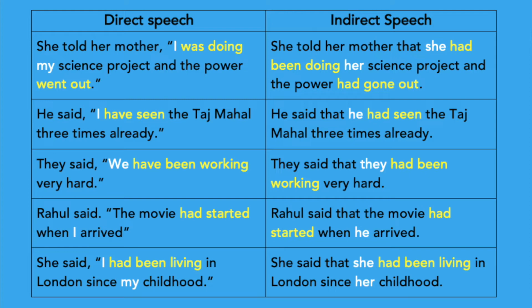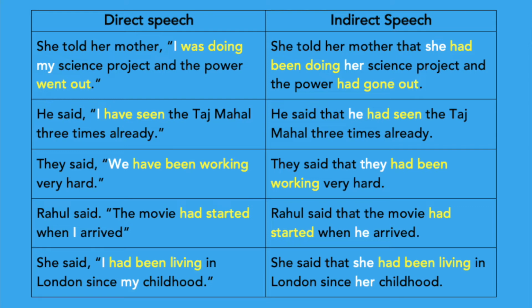He said, I have seen the Taj Mahal 3 times already. Answer. He said that he had seen the Taj Mahal 3 times already. Have seen is present perfect tense. It becomes had seen, past perfect tense. It means that if we have a present perfect tense, it changes to past perfect tense when you backshift.